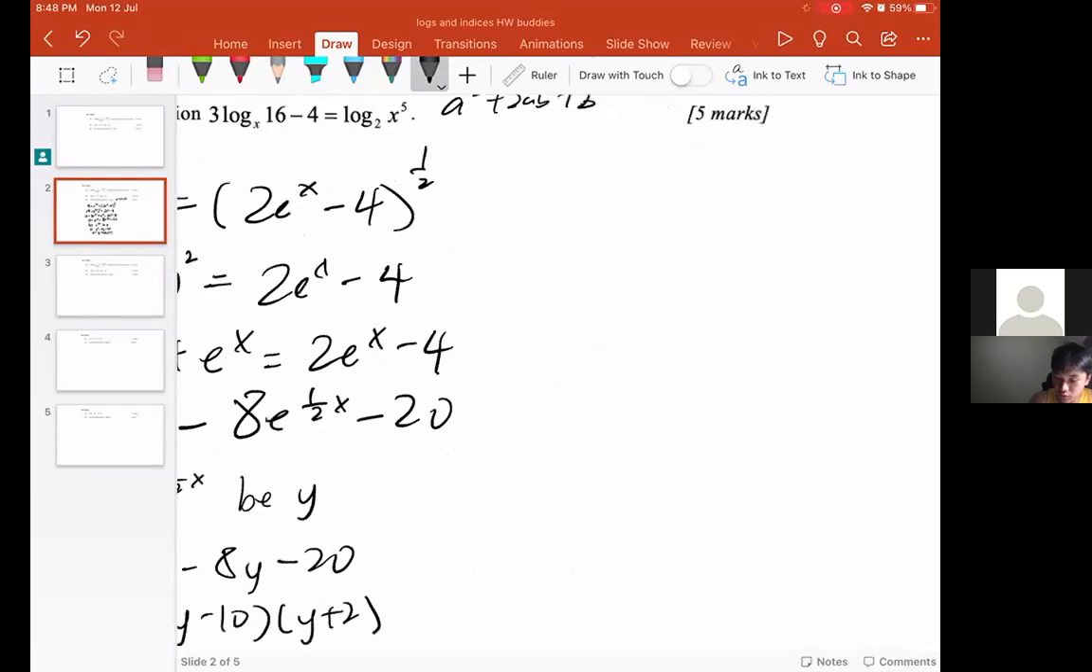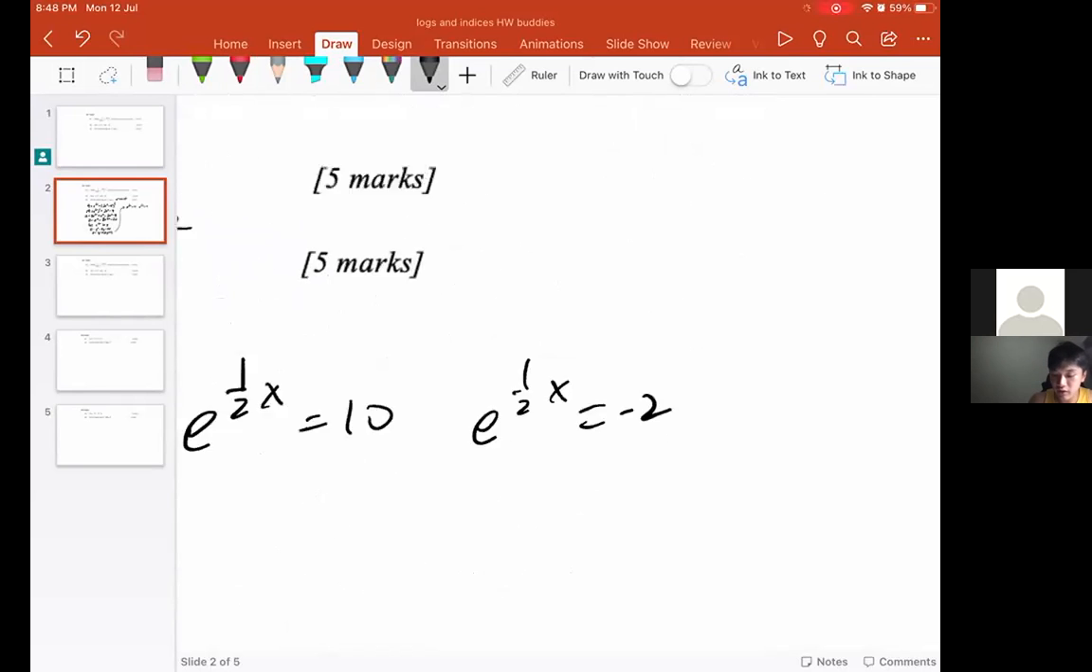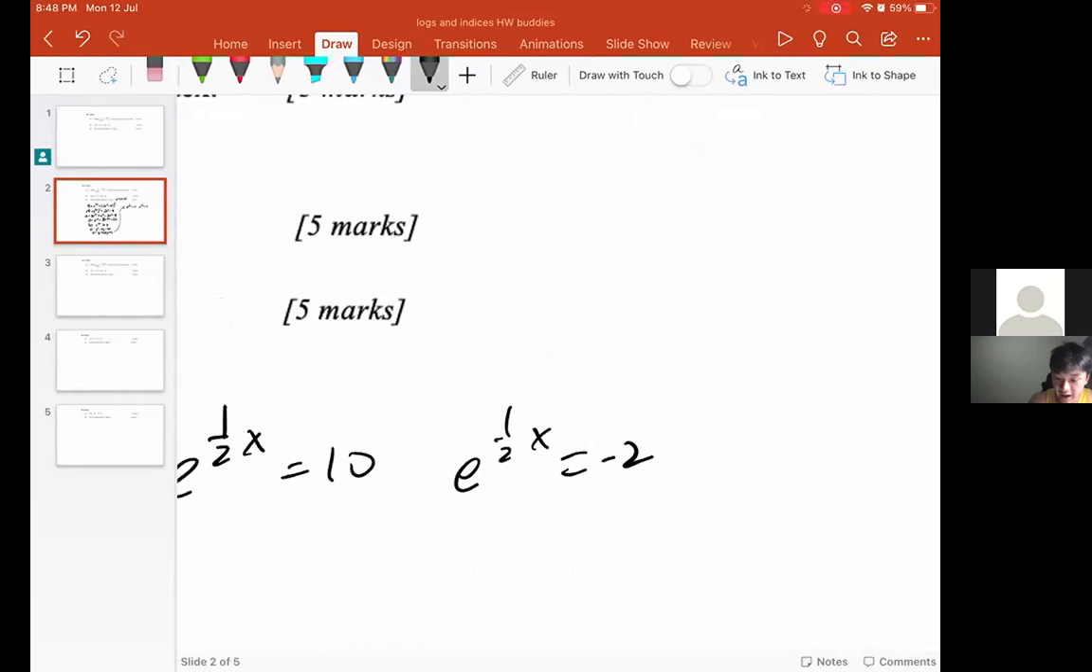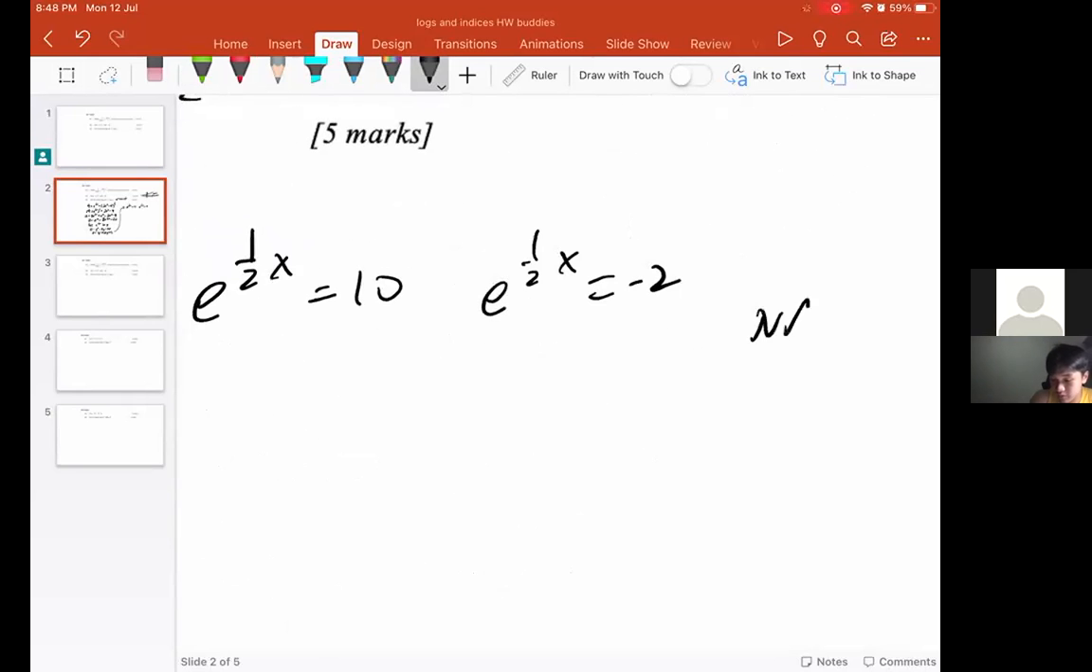So now if we move this over here, we have e^(x/2) equals 10, and e^(x/2) equals minus 2. Now, if we understand the behavior of the function e to the power of x/2, we will notice it will be somewhat like this, where it will never touch the x-axis and only be fully positive. As such, a negative value of e^(x/2) is not possible.